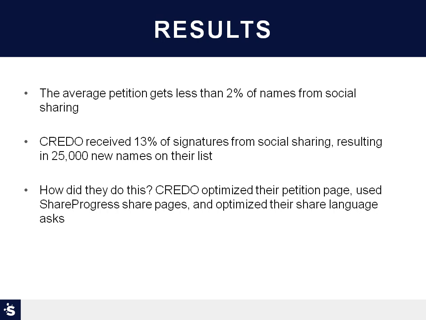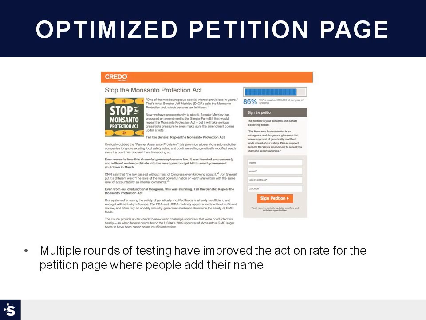So how did they do this? The answer is that they used the process I was just describing. They optimized participation, and in just a minute I'll explain more what that means. They used the ShareProgress share page in order to get a lot more people to tell their friends about it, and then they optimized their share language. Again, I'll define what this actually means in a second, but the point was to improve every one of the steps of the process to make their campaign more viral. So first thing, optimize the petition page.